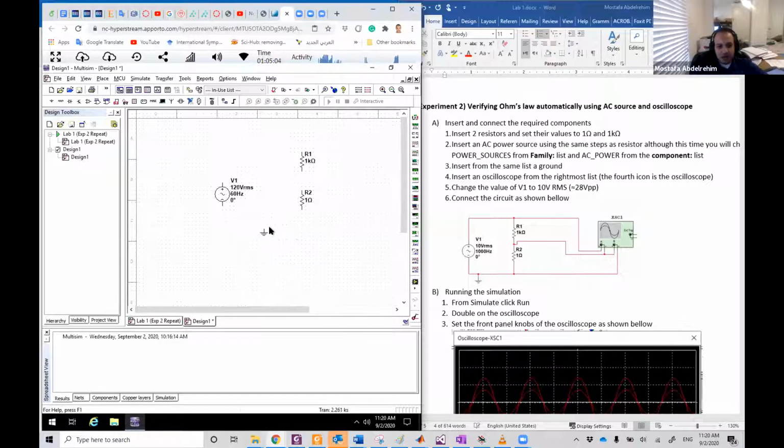And then connect all these together. So we're gonna connect like this and connect like this.